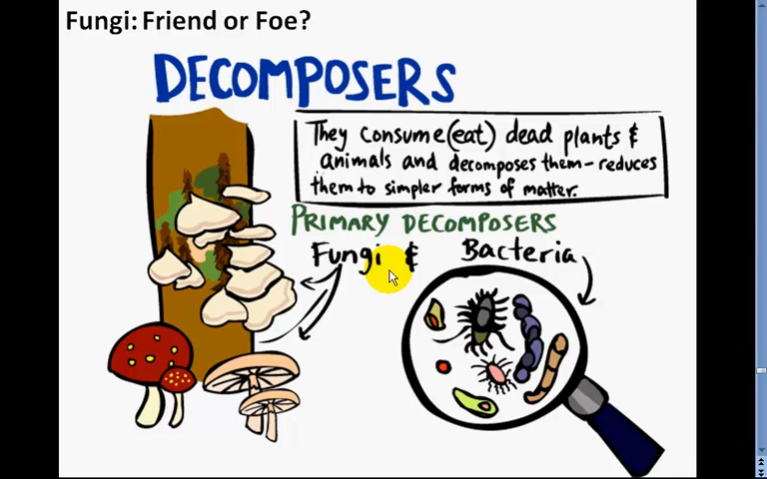And one of the most important roles that fungi play for us is that they are decomposers. You probably noticed that dead things, roadkill, don't last very long on the side of the road. Well, one reason is that fungi and bacteria will break down dead organisms and recycle their nutrients for the environment.